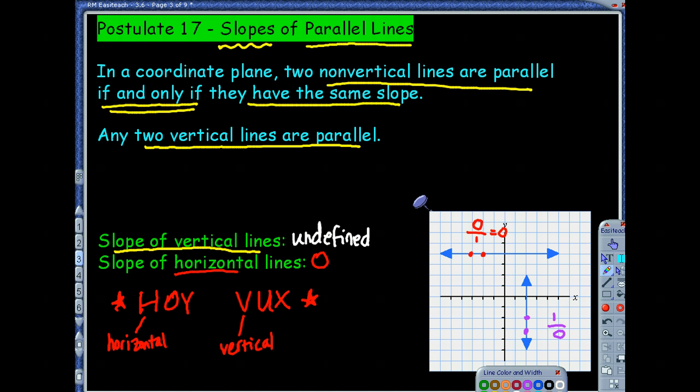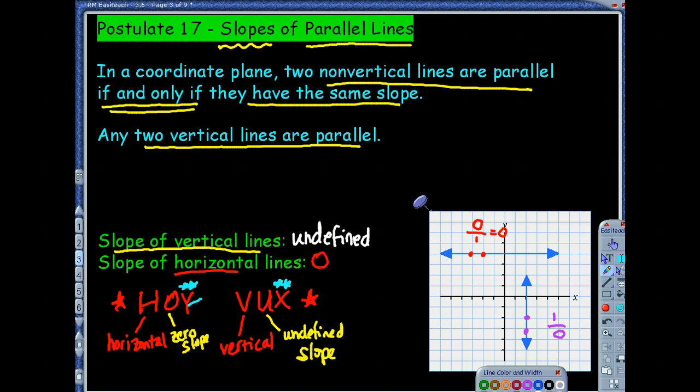Now, what's the next letter? Okay, the O in horizontal is actually a 0. It's a slope of 0. So this is the 0 slope. And the U is the undefined slope. And what's the last letter? The last letters talk about what their equations will look like, which is going to be the most helpful for you as we're writing equations. I'm going to star that because that's the big one.